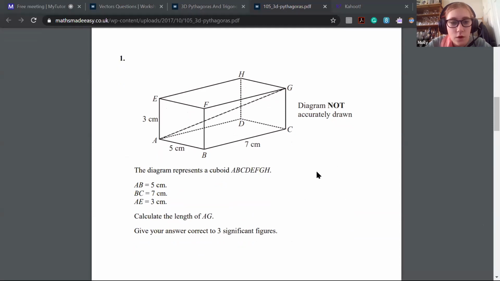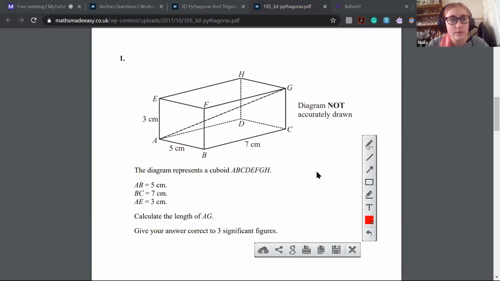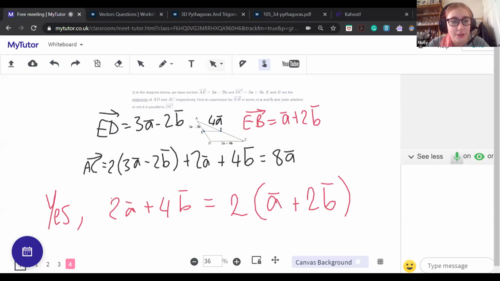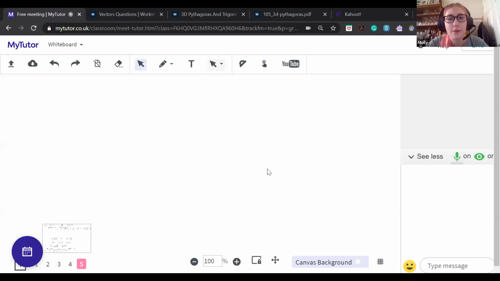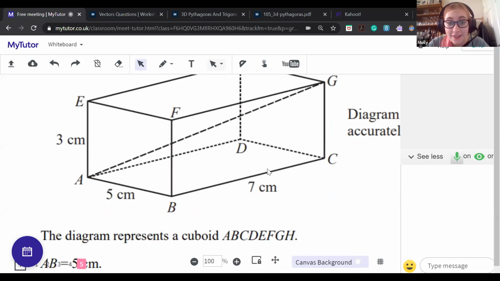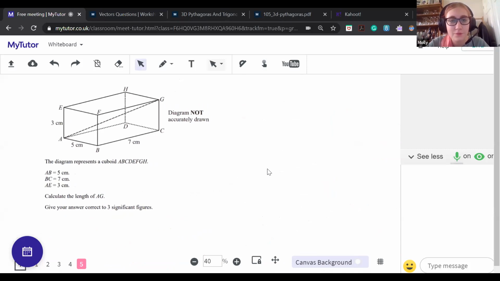Here, I'll walk you through this one. I think 3D trig questions always look really overwhelming to start with, but they're actually totally fine, and they're just things that we're really used to doing. So here's one that uses Pythagoras.